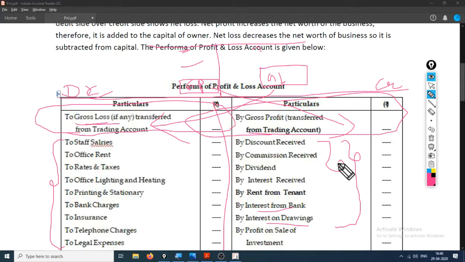So one can only imagine it varies from business to business. Like if it is an investment company, profit on sale of investment will be a direct income, but one can only imagine and assume as per the companies. And these are the indirect expenses, like salary of the staff of the office that is not directly used for production, office lighting, heating, printing and stationery at office, bank charges, insurance of office, telephone, legal expenses.